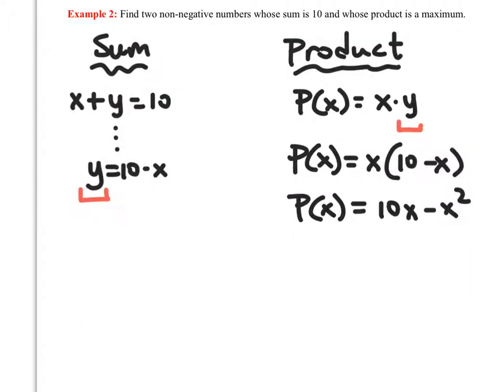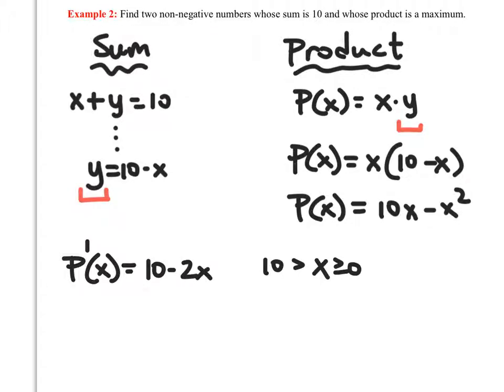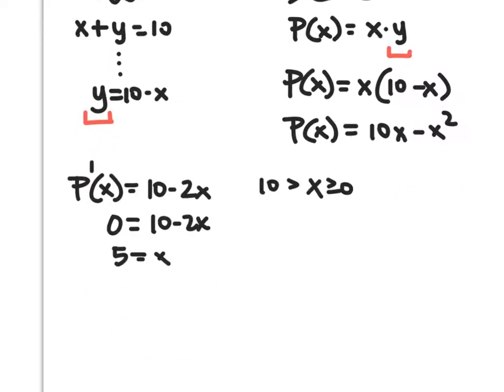We do need to have some kind of restrictions on this. We know that x has to be positive or non-negative, and x also has to be less than 10, right? It wouldn't make sense otherwise. So now let's go ahead and find the critical values. Let's find p prime of x, which would equal 10 minus 2x. Let's set that equal to 0. And clearly x equals 5 would be a critical value.